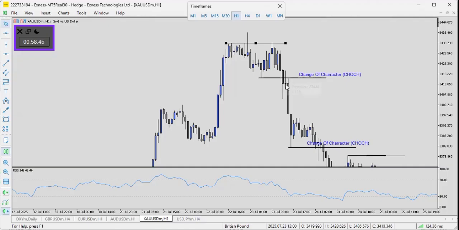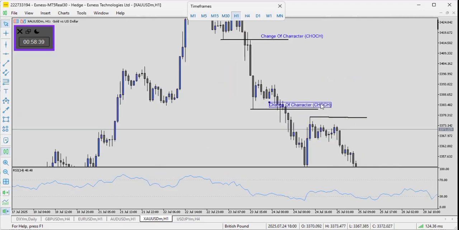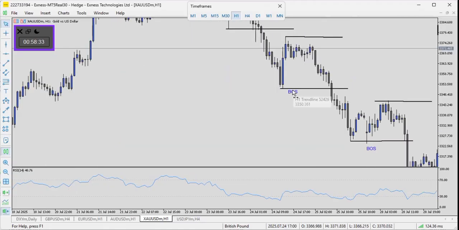The moment this happened, we know that there's a change of character. We now saw here it happen again. What happened here is a break of structure. We saw a break of structure here.